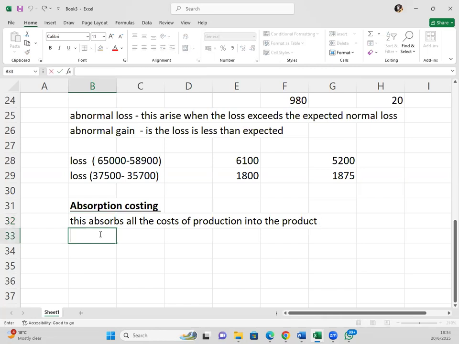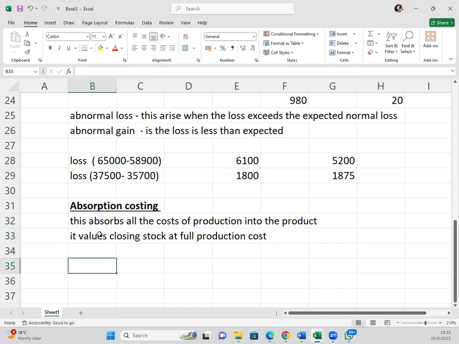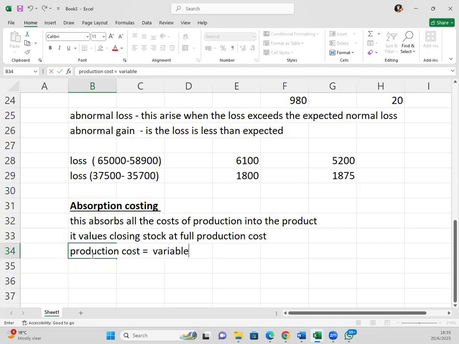When you're calculating closing stock, absorption costing values closing stock at full production cost. And what is full production cost? Production cost is equal to variable plus fixed cost.